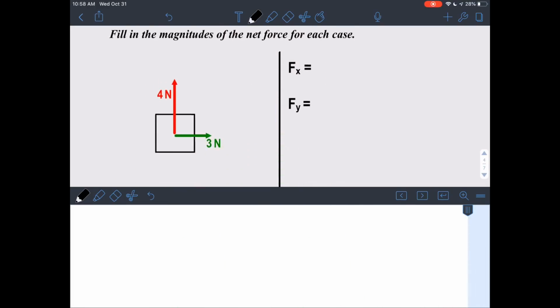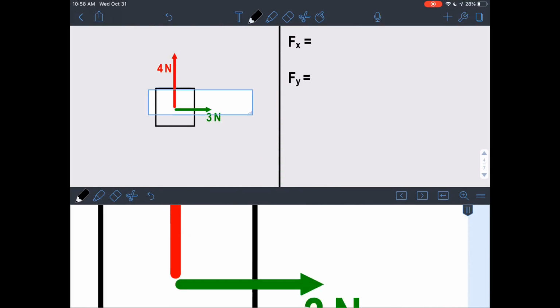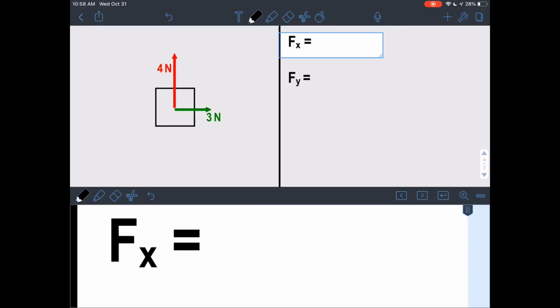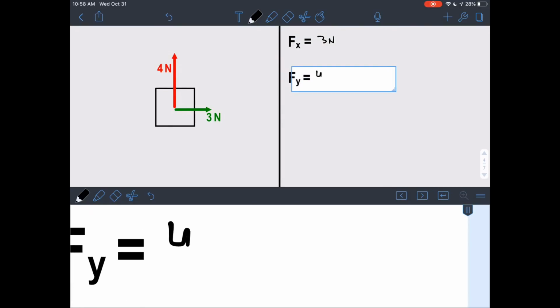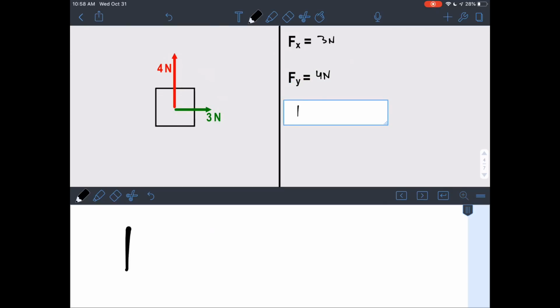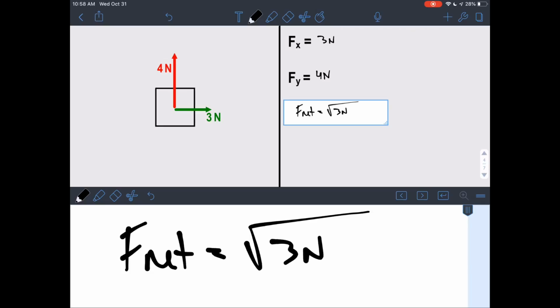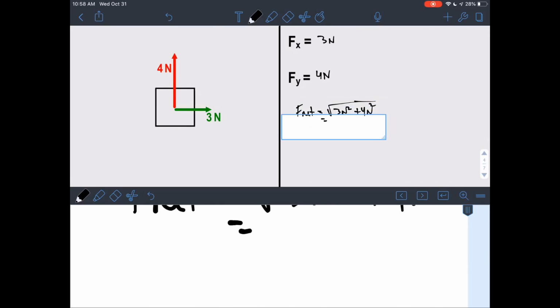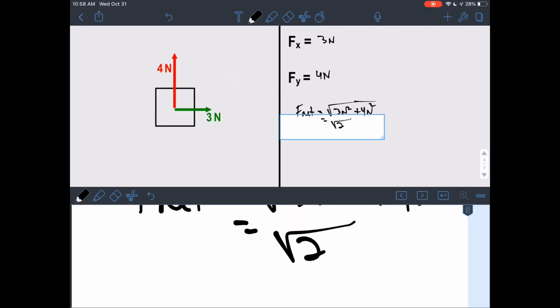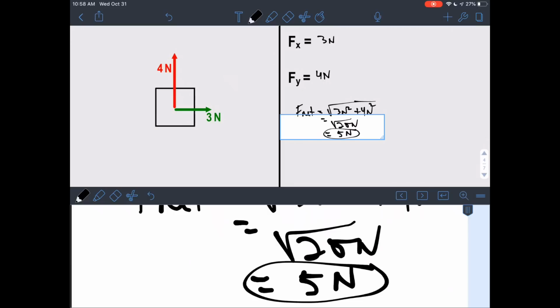Next one, we've got 4 newtons up, 3 newtons to the right. So our Fx is 3 newtons. Our Fy is 4 newtons. So our F net is going to be the square root of 3 newtons squared plus 4 newtons squared, which will get us the square root of 25 newtons, which is 5 newtons.